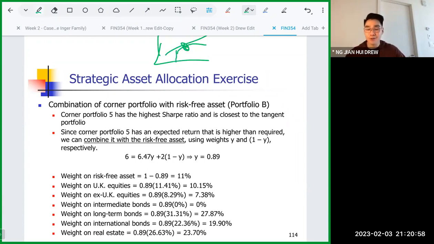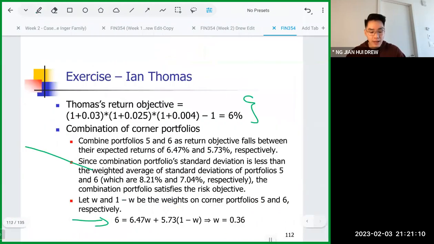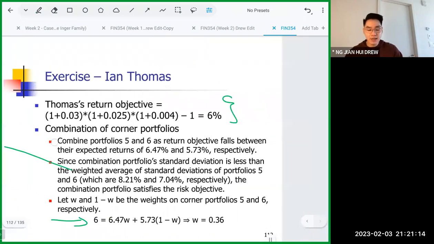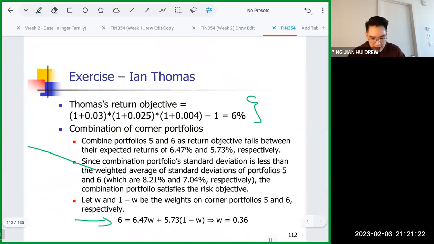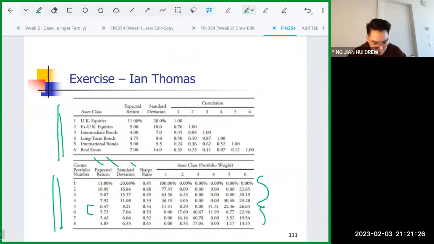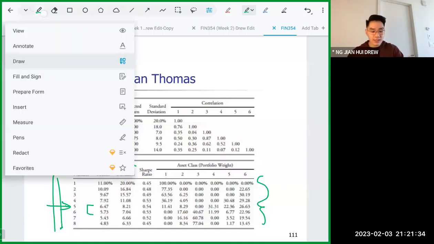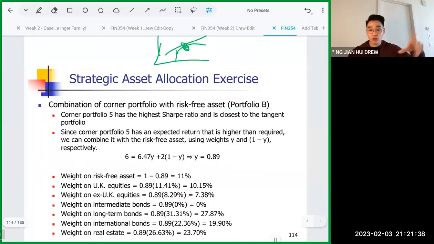When you have this idea of tangent portfolio, which is why we spent like an hour talking about it, we need to consider having a risk-free asset. If you notice the last one, it's all about having two portfolios, 5 and 6, and both of them are risky assets. So when we think about having a risk-free asset, we know that we still want a 6% return. When you look at 6%, we should be at portfolio 5 right here, and your risk-free asset will reduce your returns. So we want to consider portfolio 5 in our second construction, portfolio 5 with a risk-free asset. We let the weight be Y for portfolio 5 and 1 minus Y for the risk-free asset.